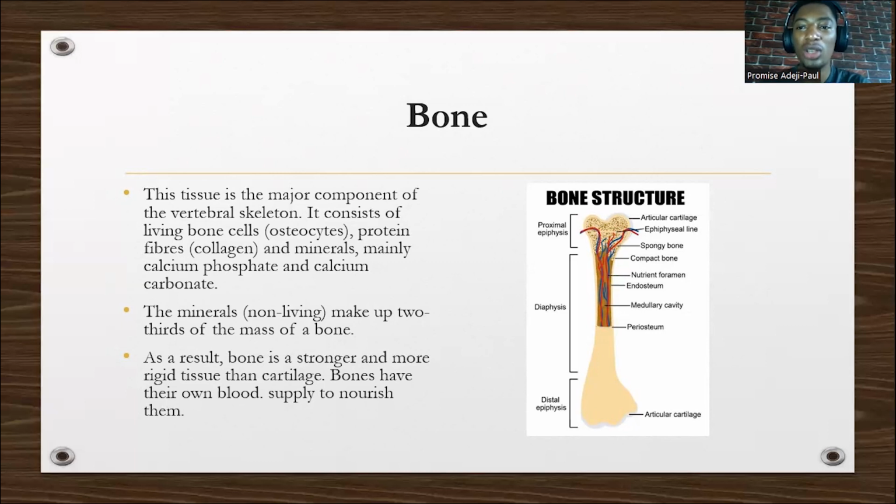For the most part, two-thirds is the mineralized component, and just one-third is the living component. As a result, bone is a stronger and more rigid tissue than cartilage. And bones have their own blood supply to nourish them, since they are living tissue and must have their own blood supply.